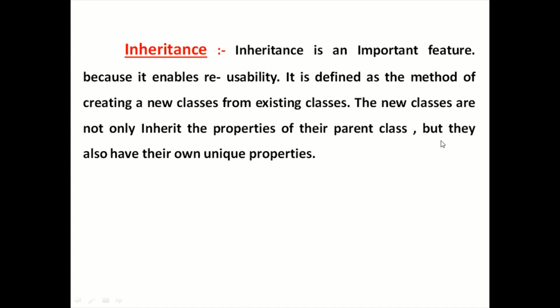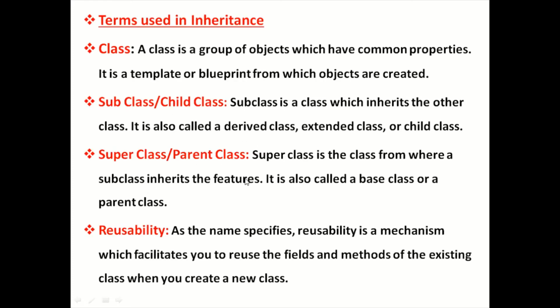The new classes not only inherit the properties of their parent class, but they also have their own unique properties. In the concept of inheritance, the new classes can inherit all the properties available from the existing classes, whatever methods, procedures, functions. Everything is inherited from the existing class, and they also have their own unique properties too. Clear? Let's see some of the important terms used in inheritance.